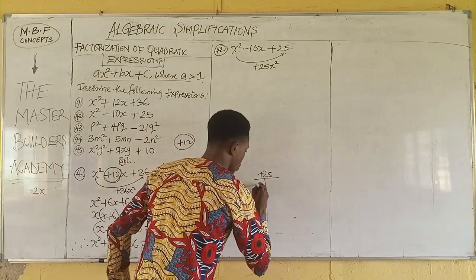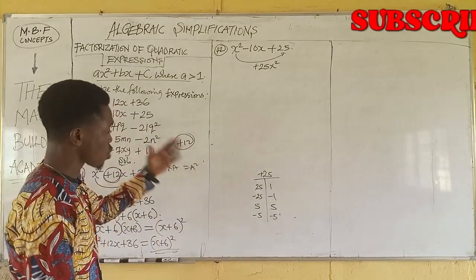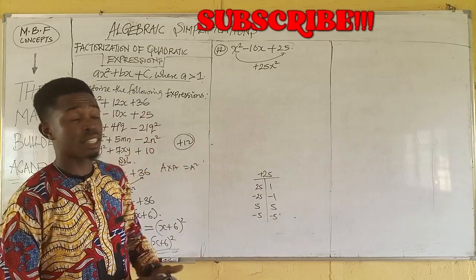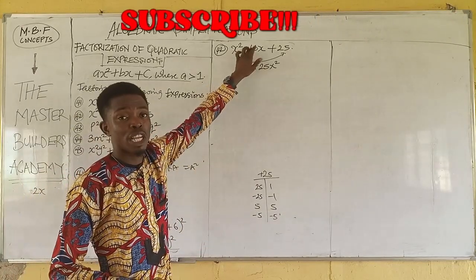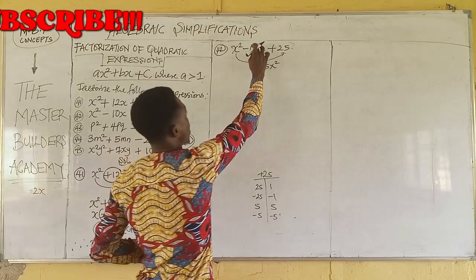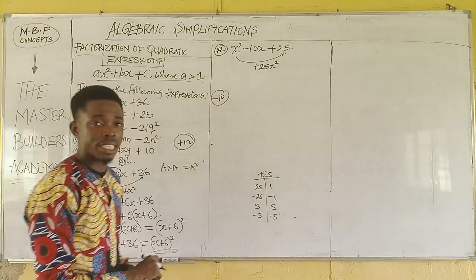First, 25 times 1 would have given us 25. Only one of these factors will be suitable for this question. Which one is suitable? What controls the one that is suitable is the middle term, the coefficient of the middle term from the given question. And that coefficient of the middle term here is minus 10. It's minus 10, guys.